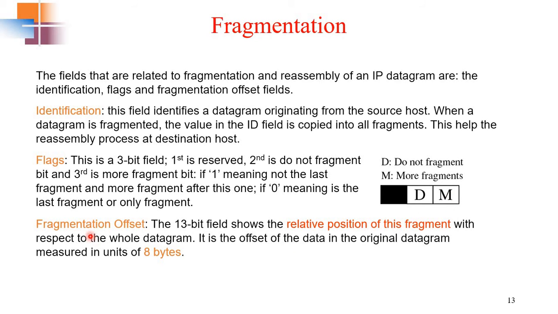Next is something called fragmentation offset. This fragmentation offset is a 13-bit field, which shows the relative position of this fragment with respect to the whole datagram. It is the offset of the fragment in the original datagram, measured in units of 8 bytes. So we are going to divide all your fragments in terms of 8.